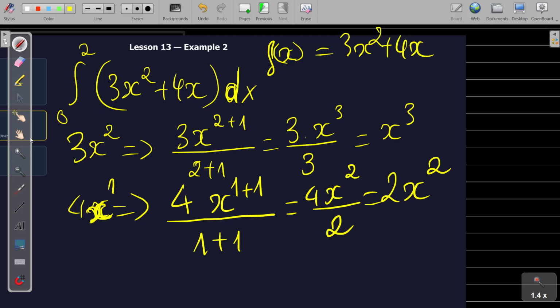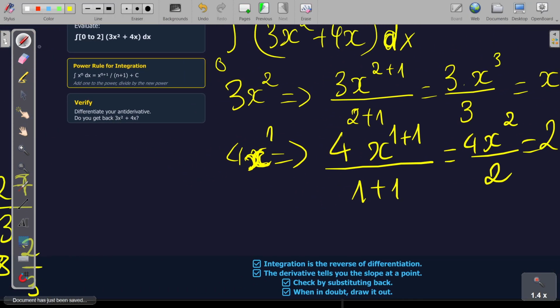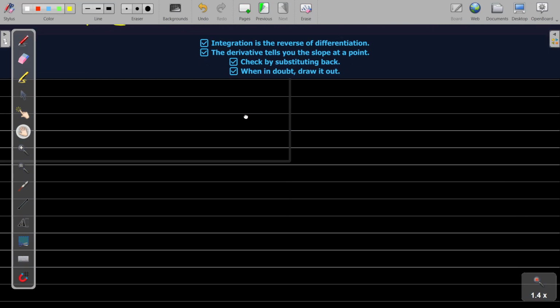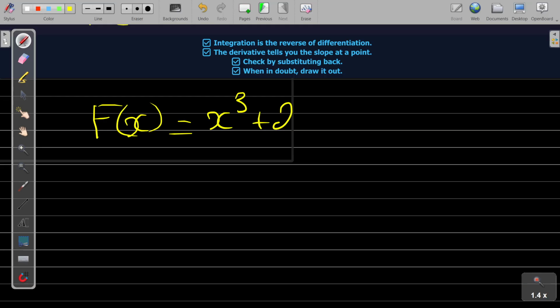This is small f. We need to find big F now. So big F will be written in this form: x to the power of 3 plus 2x squared. Okay, so we have found the antiderivative form. Now what we need to do is find the values and how it subtracts at the bounds, of course. So we're going to rewrite this for you to easily see.